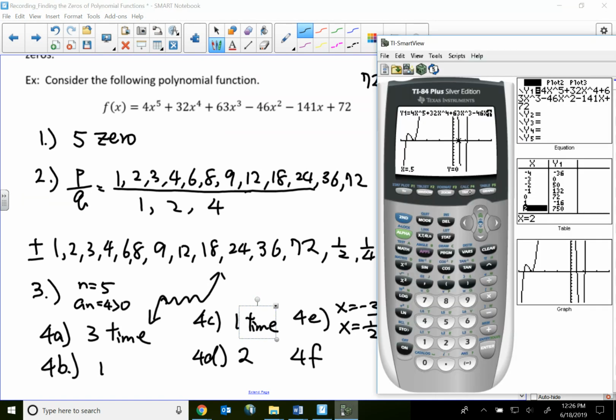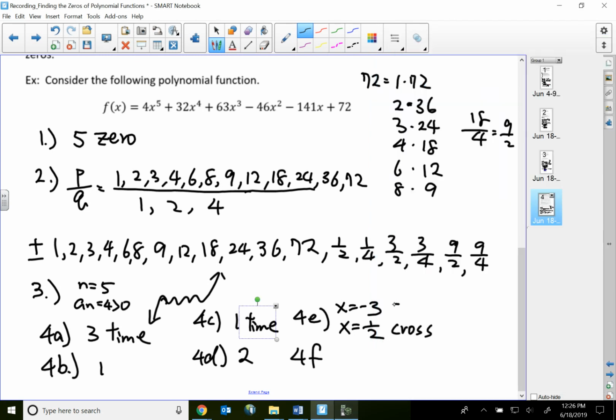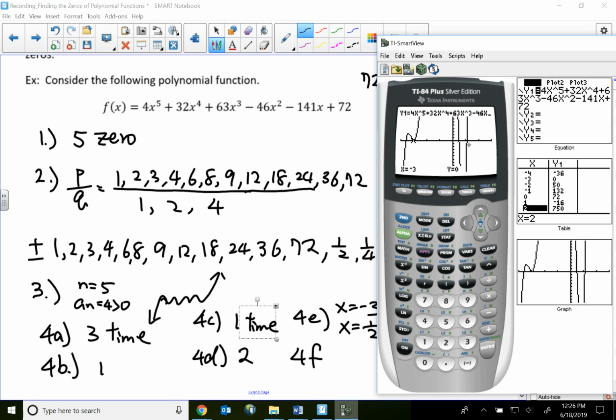Let me just go to second calc and put my -3 in here so I can see where it is. Okay, so the turn is at -3. So I know that multiplicity is 2. This multiplicity has to be 1. So what are the other 2?